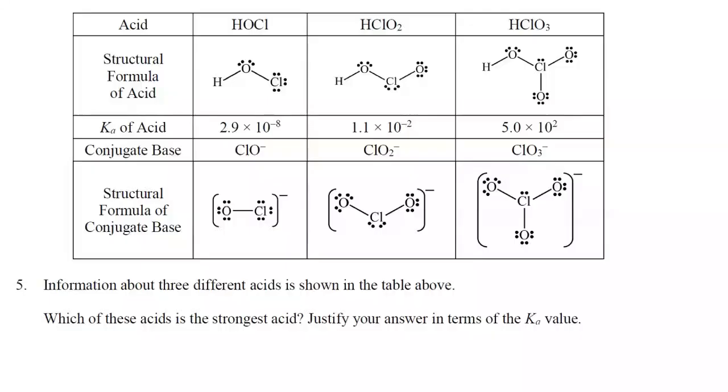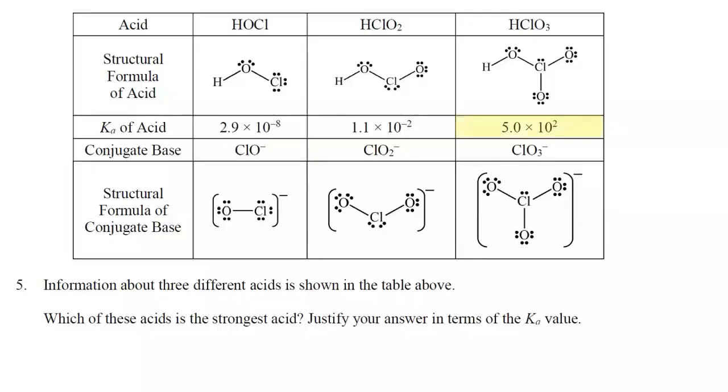So we start with 2.9 times 10 to the negative 8 for HOCl. Then when we add one more oxygen atom to that molecule, HClO2 has a Ka value of 1.1 times 10 to the negative 2, so it's getting larger. And then moving on to the HClO3 molecule, another oxygen atom is added to the structure, and now that Ka value is even larger. It's about 500.